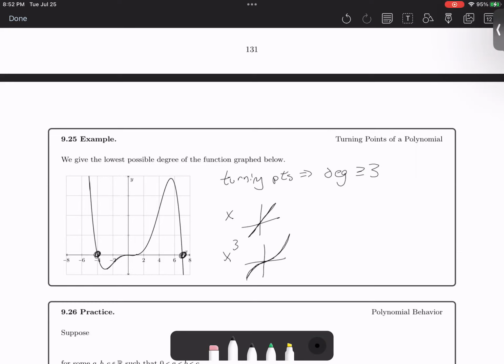We know it has to be odd because we have opposite end behavior. So the number of turning points tells you that it has to be at least degree 3, but the complexity of that 0 tells you that it's probably a degree 5 polynomial.